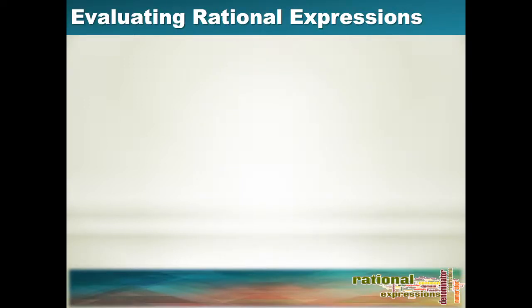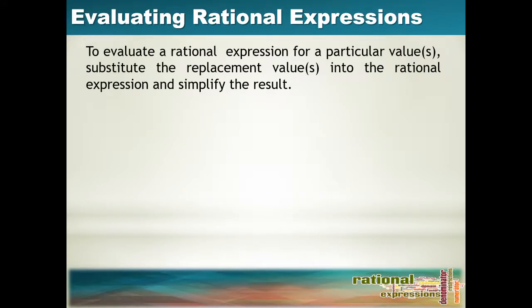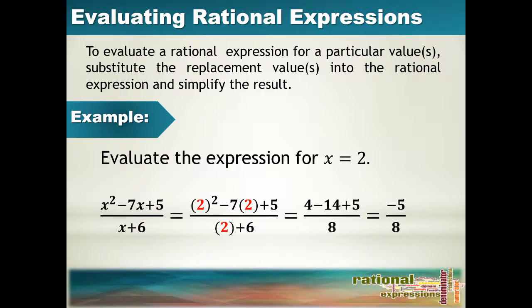Evaluating rational expressions. To evaluate a rational expression for a particular value or values, substitute the replacement value or values into the rational expression and simplify the result. Example, let's evaluate the expression x squared minus 7x plus 5 over x plus 6, where x is equal to 2. So we now have 2 squared minus 7 times 2 plus 5 over 2 plus 6. We now have 4 minus 14 plus 5 over 8. Simplify. So we now have negative 5 over 8.